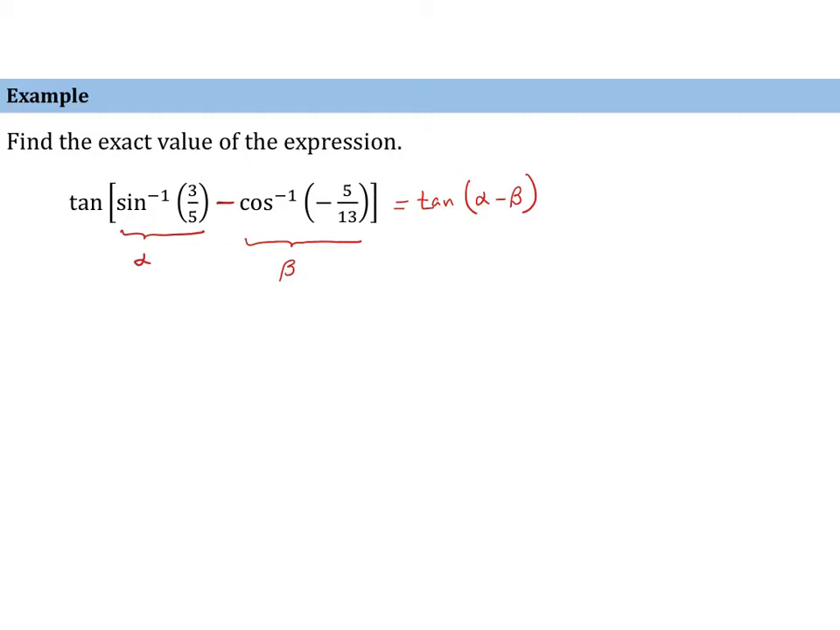So let's go ahead and sketch alpha. We know that since sine inverse of 3/5 is alpha, that means that sine of alpha equals 3/5, and alpha must be between negative pi over 2 and pi over 2. Because sine of alpha is positive, that means that alpha must be in the first quadrant. And again, we can drop a perpendicular to our x-axis, and this means that we have 3/5, and this is a 3, 4, 5 triangle.